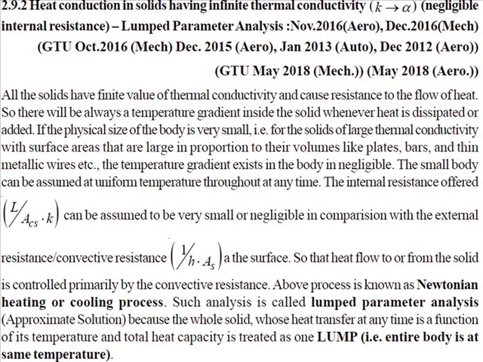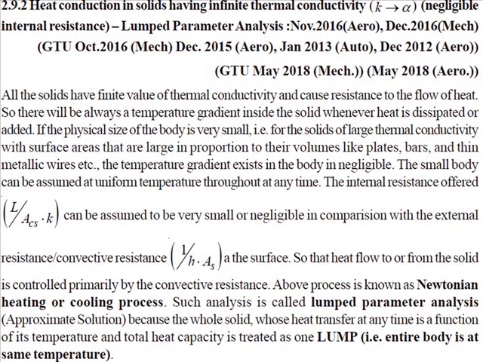So friend, the above process is known as Newtonian cooling or heating, in which heat flow to or from the solid is totally controlled primarily by convection resistance. Such analysis is called lump parameter analysis, an approximate method, because in this case the whole solid, whose heat transfer at any time is a function of temperature and total heat capacity, is treated as one lump. One lump means the entire body is at the same temperature.